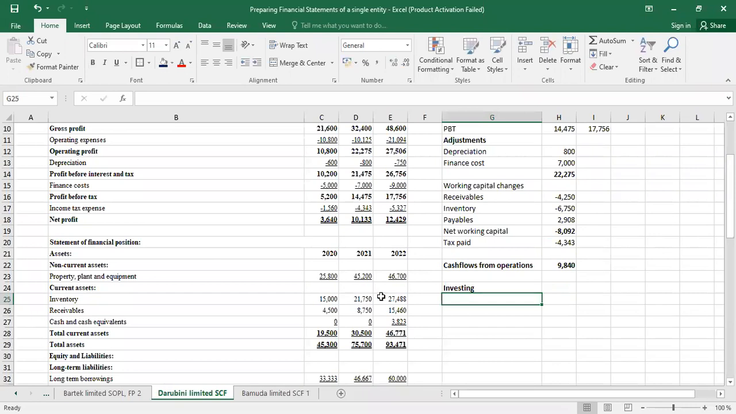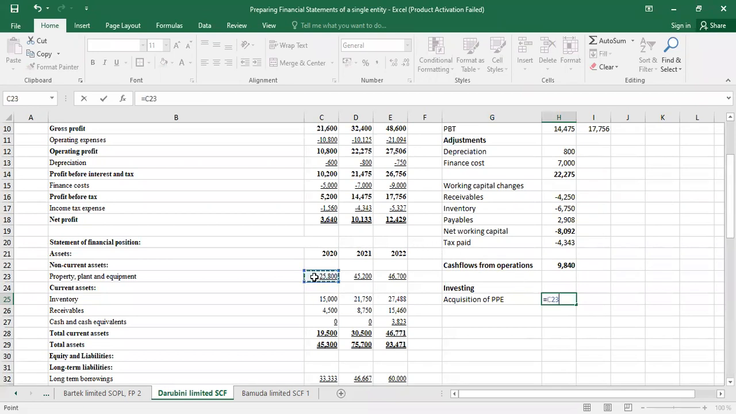So investing, you can see our PPE here. PPE is an asset. So it will be equal to the current previous value. Sorry, escape. So acquisition of PPE, equal sign. So it will be the previous value.